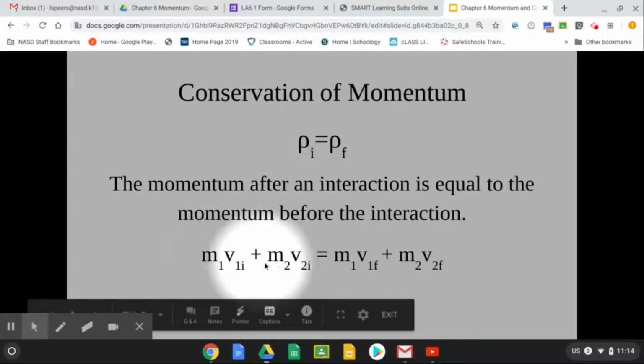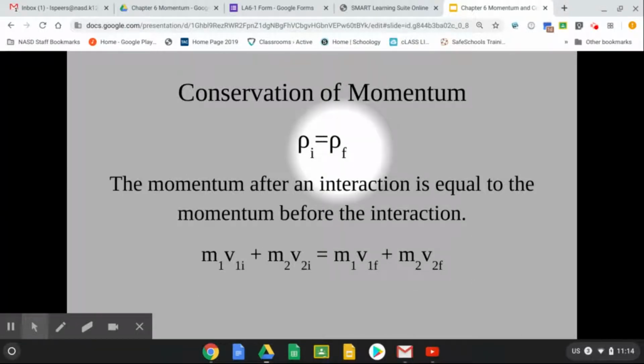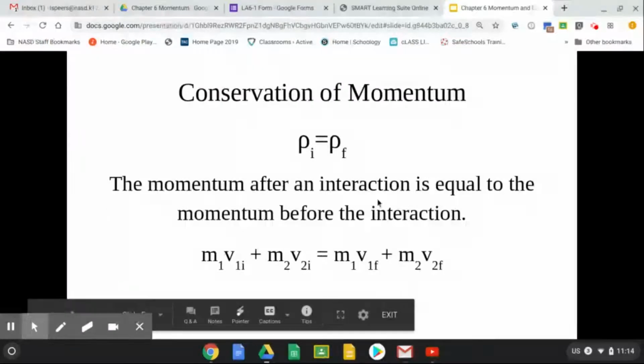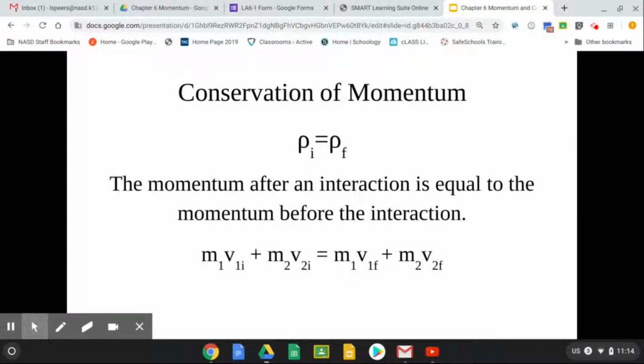Then there's going to be some interaction between these two objects. After the interaction, M1 is going to have a final velocity, and M2 is going to have a final velocity. So their momentums after the interaction is going to be the same as what the momentum was before the interaction. Conservation of momentum means exactly the same thing. So let's see how this looks in a little bit of context.